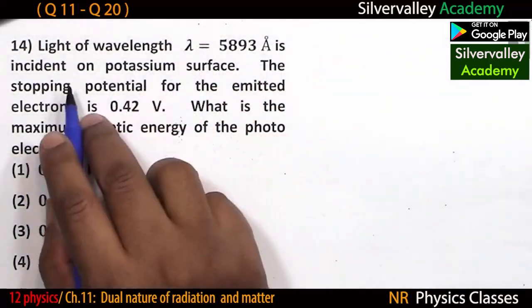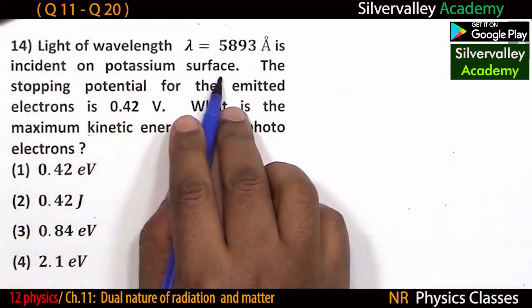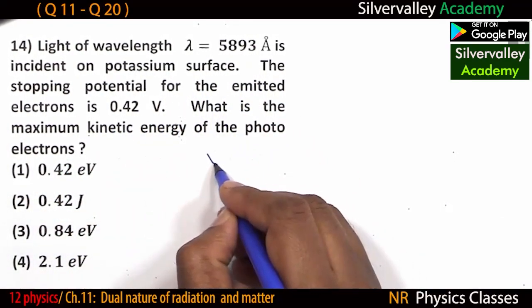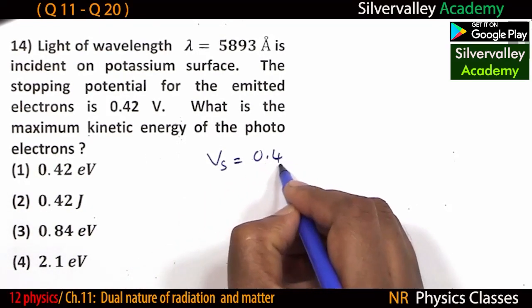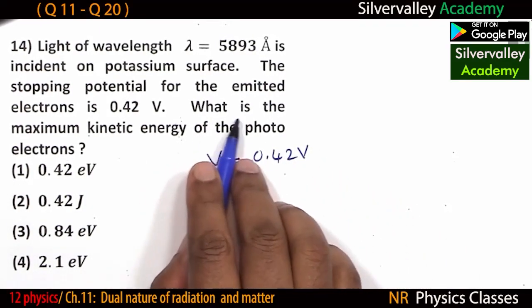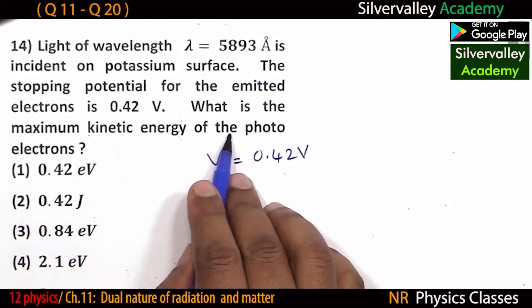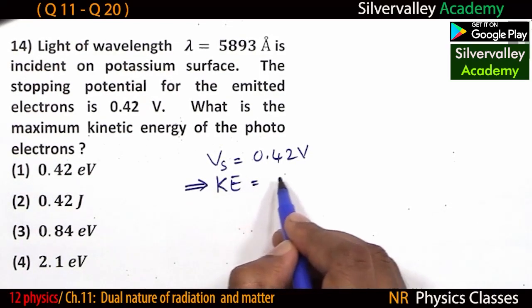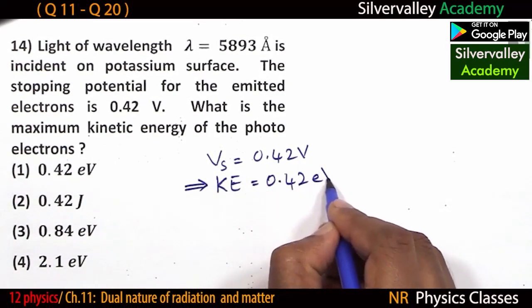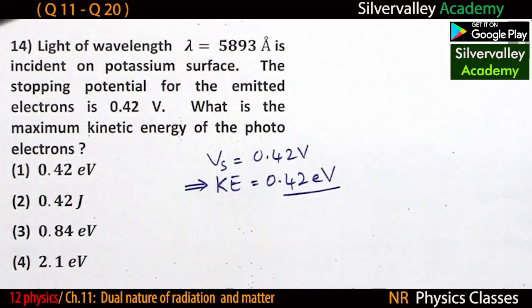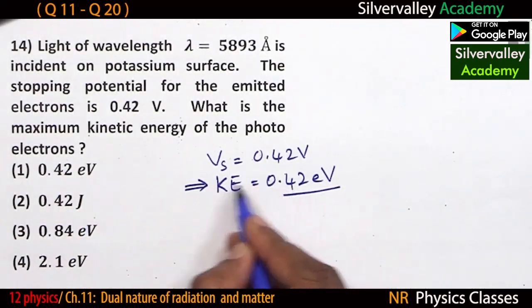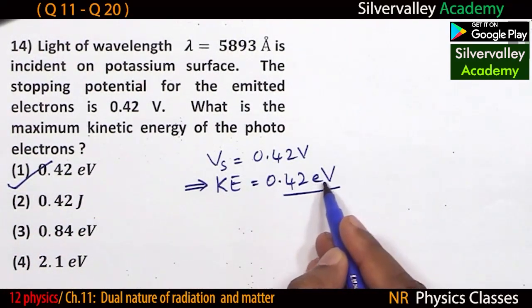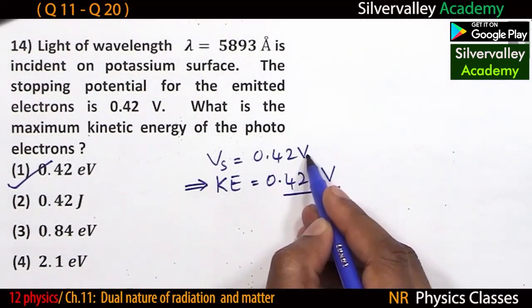Light of wavelength is incident on a potassium surface. The stopping potential for the emitted electrons is 0.42 volt. What is the maximum kinetic energy of photoelectrons? So stopping potential gives kinetic energy, which is 0.42 electron volt. This is in joule, but this option is already here. Kinetic energy electron volt, stopping potential volts.